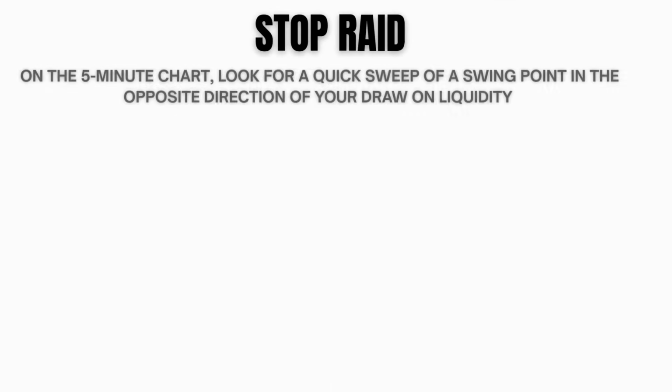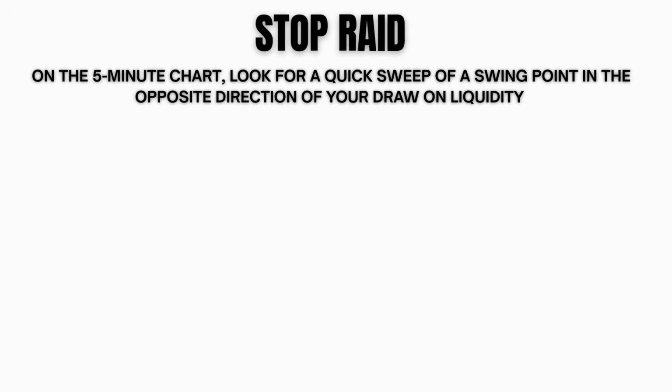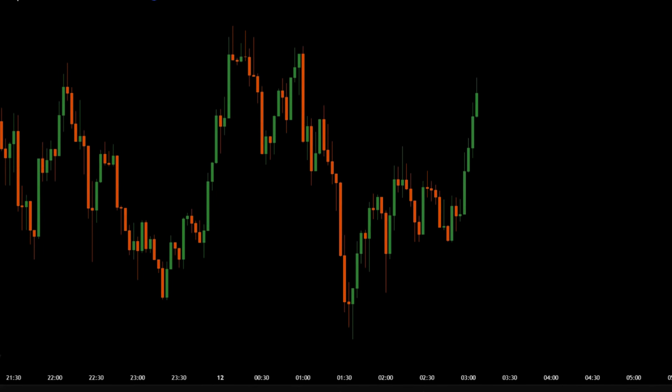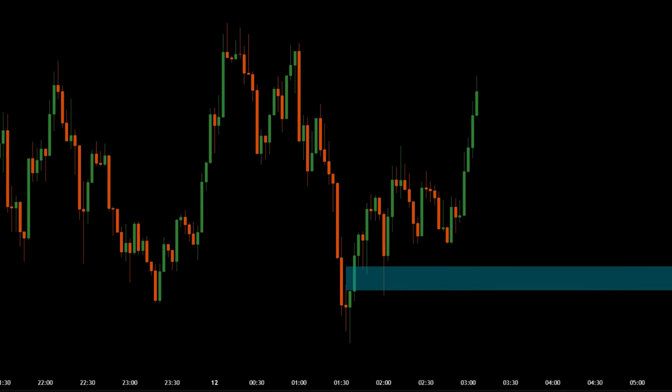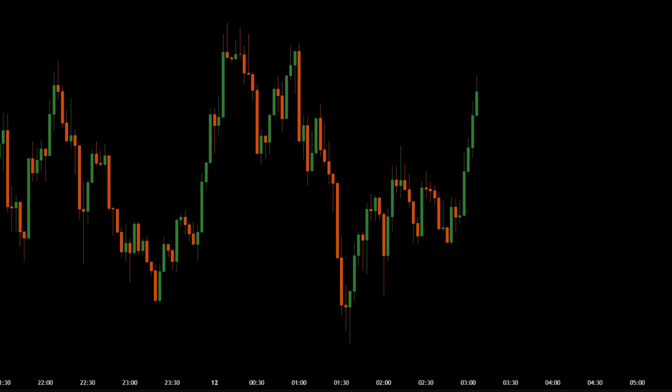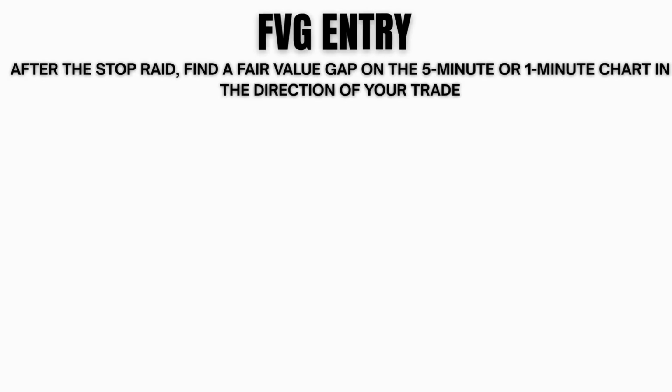Stop raid. On the 5-minute chart, look for a quick sweep of a swing point in the opposite direction of your draw on liquidity. If price is drawing up, wait for a swing low to get taken out first. This is the stop raid, a false move designed to collect liquidity before the real move begins. FVG entry. After the stop raid, find a fair value gap on the 5-minute or 1-minute chart in the direction of your trade. Place a limit order at the start of the FVG. If no FVG is visible on the 5-minute, zoom into the 1-minute or even the 30-second chart.